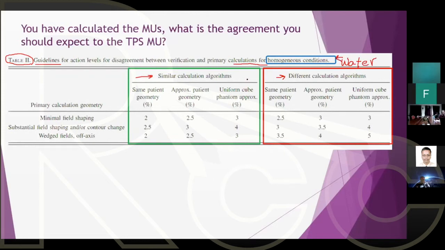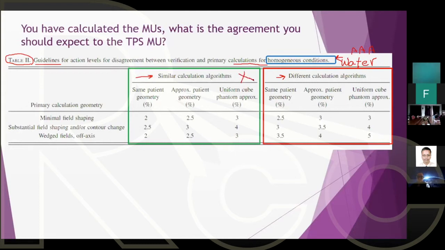وعلى سبيل المثال, I am using convolution algorithm, or I am using AAA, or I'm using CCC. For the sake of argument, let's say this is I'm using AAA in the planning system. نوع من فهذا في ال planning system تبعنا. الآن لما أنا أجي, now I want to do MU check. Am I using similar calculation algorithm? هل ال MU check تبعي نفسه يستخدم AAA or CCC or convolution superposition؟ تمام.